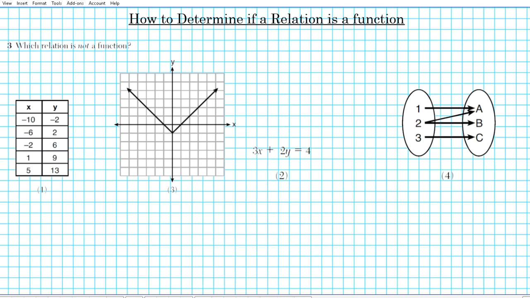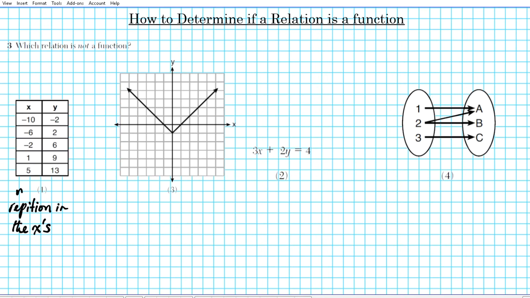Okay. All right. The first one, we have a table. Whenever you're given a table of values, what you are looking for is repetition in the x's. Okay. So let's write that down. Repetition in the x's. If there are no repetitions in the x's, then it is a function. If there are any repetitions in the x's, then that's not a function.